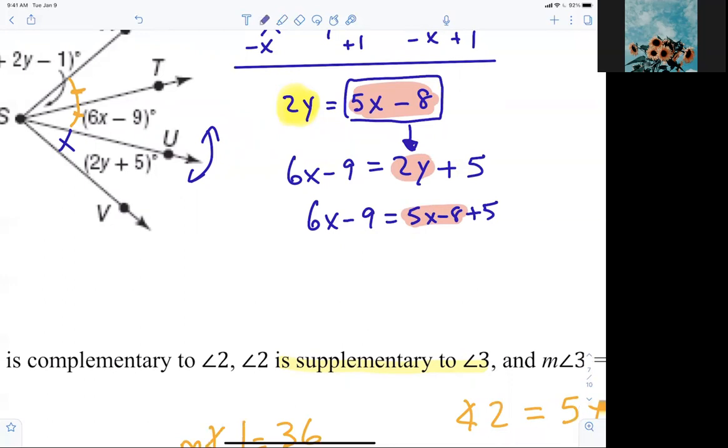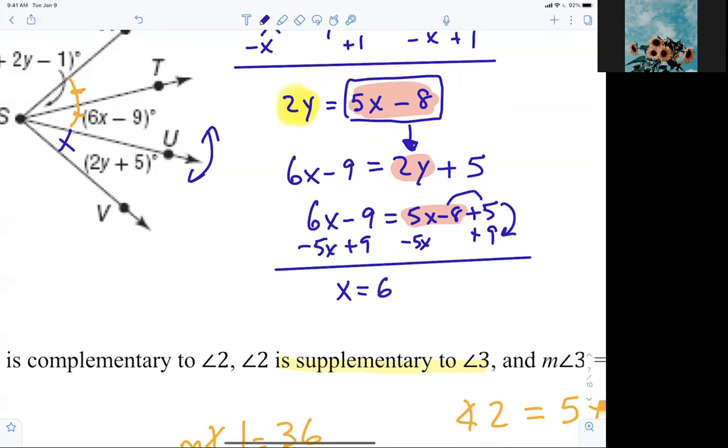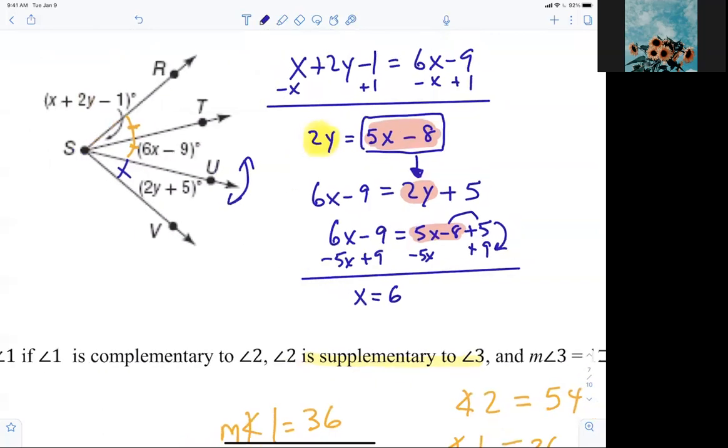Now I should be able to solve that for x. So subtract 5x and add 9. So it looks to me like x is equal to -8 plus 5 plus 9. Somebody help me. 6. 6. If you got that from last night, you're in great shape. Seriously. When it says that an angle bisects another angle, does that mean that the angles are equal? That's what bisect means. Okay.